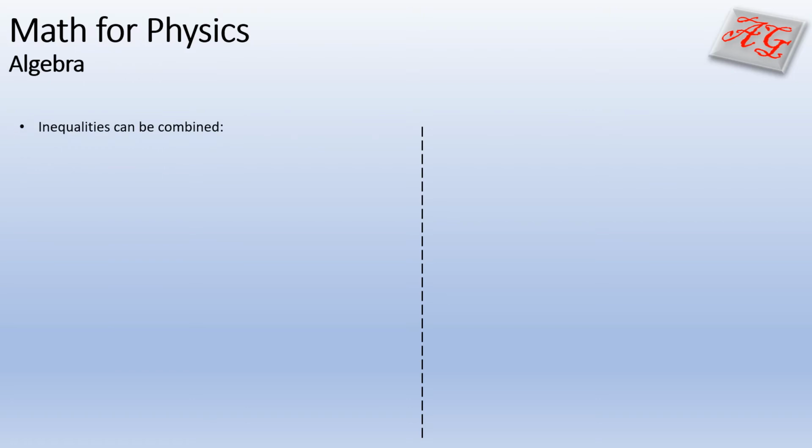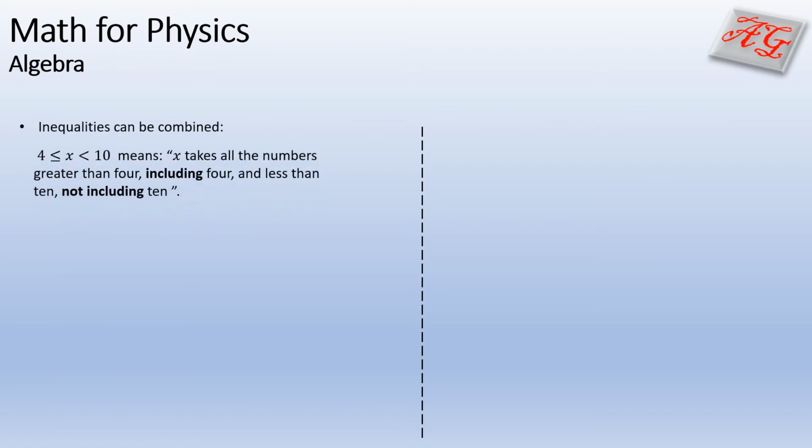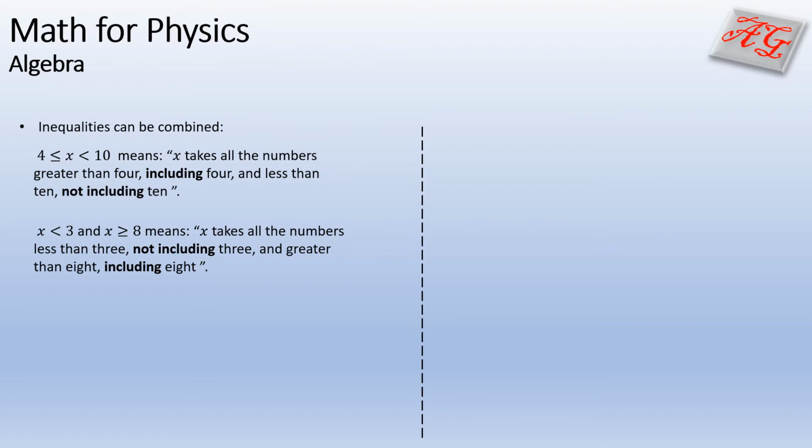Inequalities can also be combined. For example, 4 less than or equal to x that is less than 10 means that x takes all the values that are in the range 4 to 10, but including 4 and not including 10. X less than 3 and x greater than or equal to 8 means that x takes all the values less than 3, not including 3, and x also takes the values greater than 8, including 8. Now, with these 6 cases, there are no more cases to consider, since this will be either redundant or inconsistent.